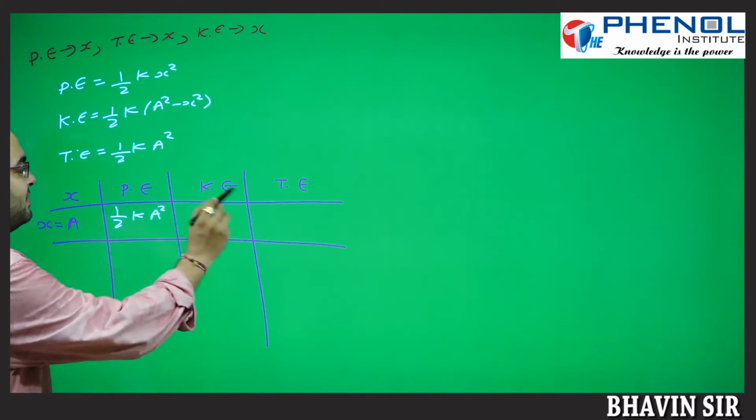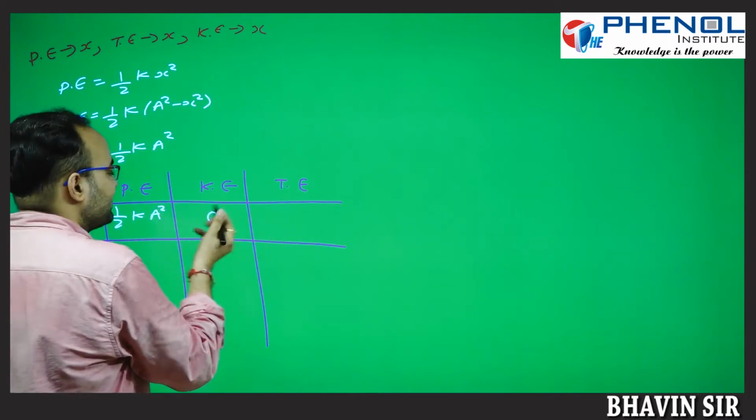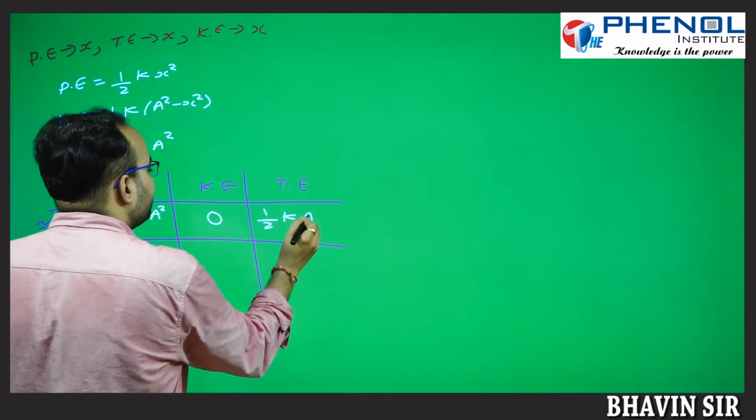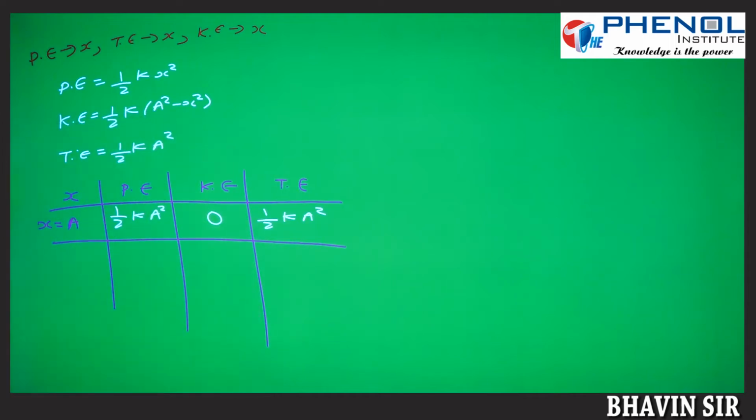What is the total energy? Potential plus kinetic. So what is the total? Half k a square.